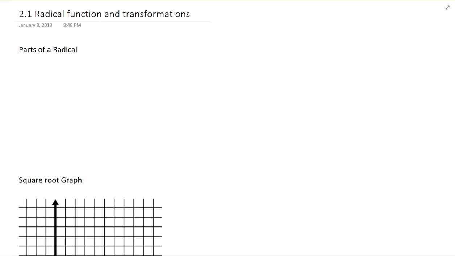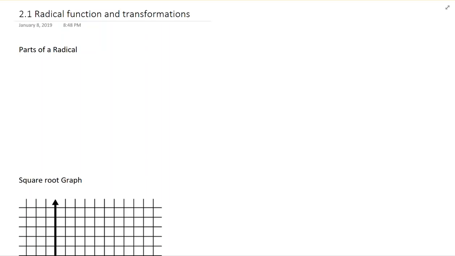So this second chapter is going to be about radical functions, and in this first section, it is specifically about radical functions and transformations. So it's kind of a continuation from chapter 1. First off, just to start, we're going to talk about the parts of the radical.